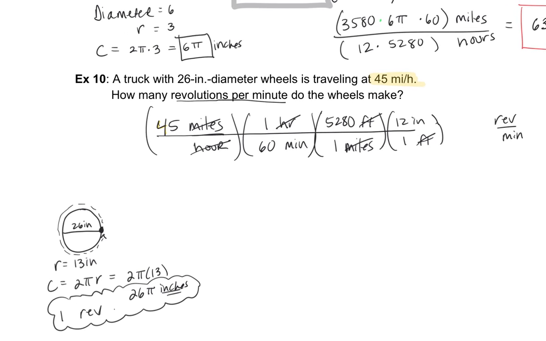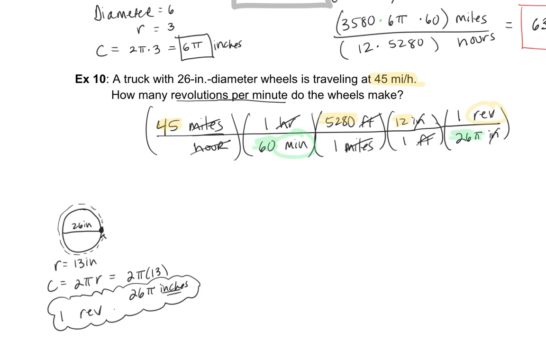And now I can use the fact that, okay, I'm almost done. Okay, so I can use the fact that 26 pi inches, that's the circumference, is 1 revolution. Okay, yay. So look at what we've got. In the numerator, we have 45, 5,280, 12, and the units in the numerator, everything canceled out except revolutions. Okay, in the denominator, I've got 60, all the units canceled except minutes, and I've got 26 pi.